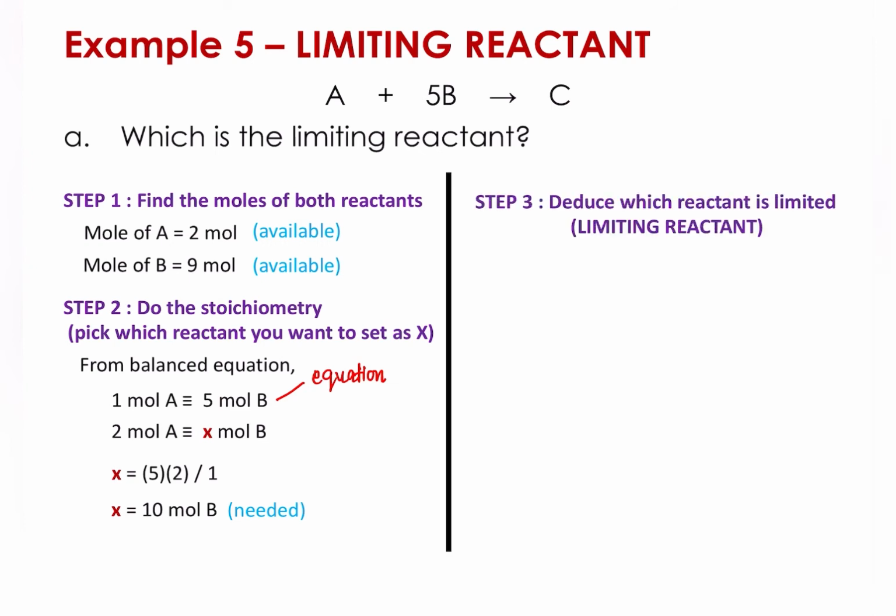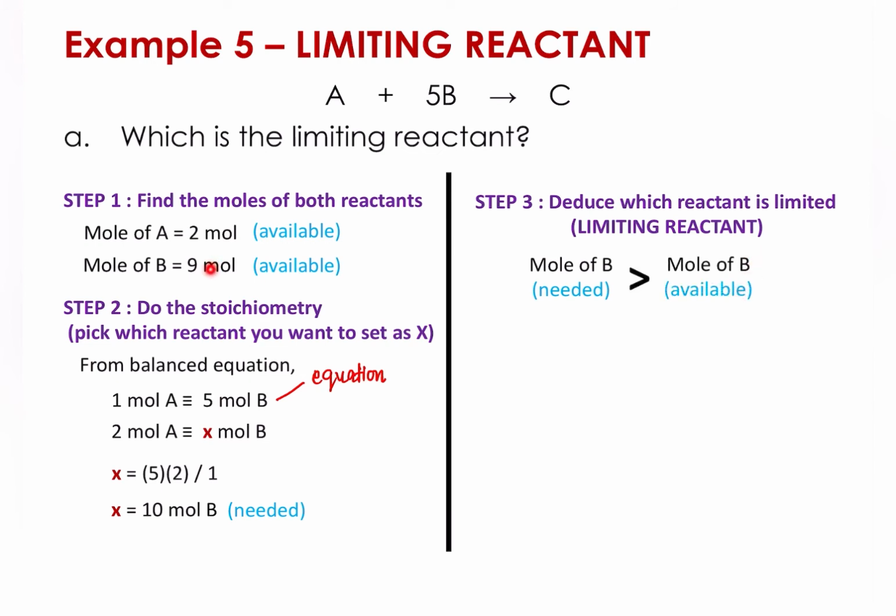Step ketiga, kita kena deduce which reactant is limited. Sebab itulah kita akan tentukan limiting reactant. So, apa yang kita akan compare adalah berdasarkan siapa yang kita set sebagai X. Dalam kes ini, kita punya X adalah B. So, what I have to do, between mole of B needed and mole of B available, I have to do the comparison. Where mole of B needed, 10 mole, lebih besar daripada mole of B available.